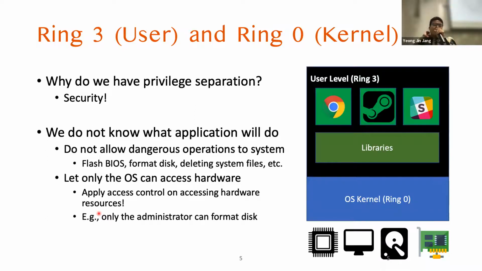So we have learned about ring 3 and ring 0. The main purpose of separating ring 3 from ring 0 is security and protection. So think about the case: on top of the operating system, we run multiple applications.